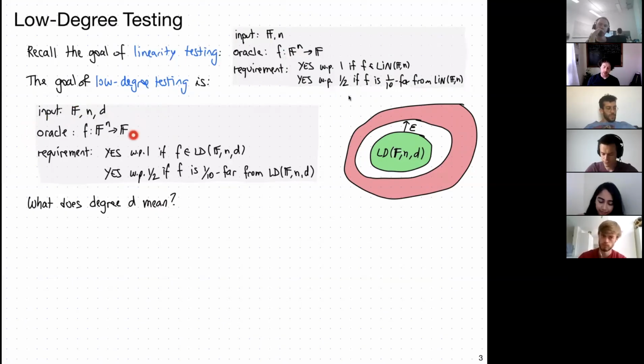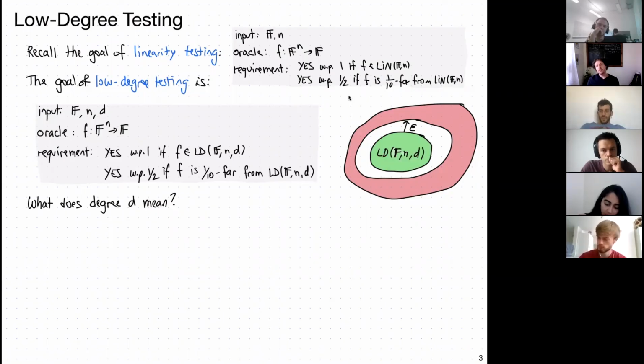So we have this oracle f, this function f, and recall that the way that we probe it is we choose some vector x, and then we get the value f evaluated at x. And exactly as before, we want to say if our function happens to be a low-degree polynomial, a polynomial of degree at most d, then we'll accept with probability 1. If it is epsilon far, we'll reject with probability, say, half or something like that. Depends on exactly what we mean by far.